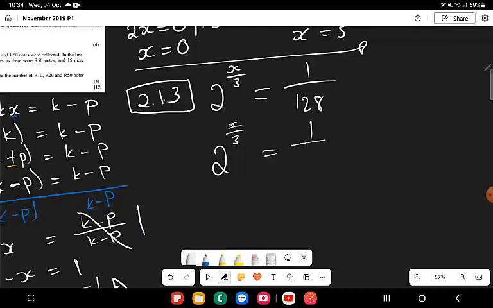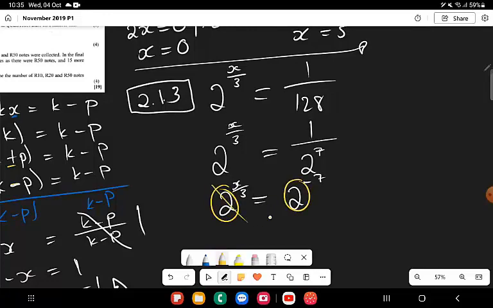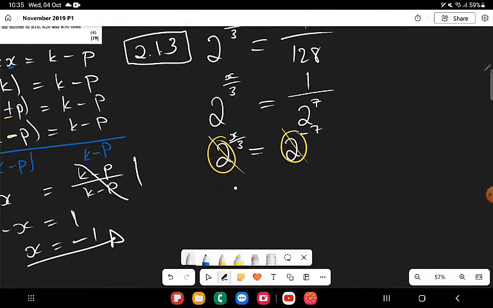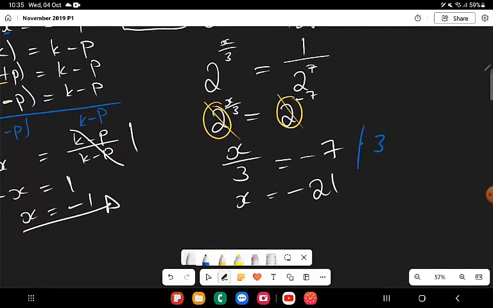So this ends up being 1 over 2 to the power of 7, which I can then rewrite as being 2 to the power of negative 7. And this is x over 3. Okay. Because I have the same base here, 2 and 2 means my bases can fall away, which means I have an equation that says x over 3 is equal to negative 7. So I multiply by 3 on both sides, which means that x is going to be equal to negative 21. And that's my final answer.